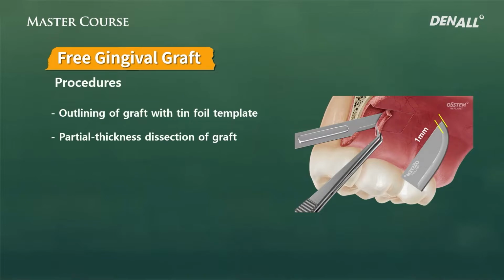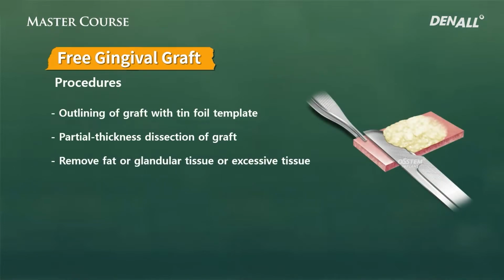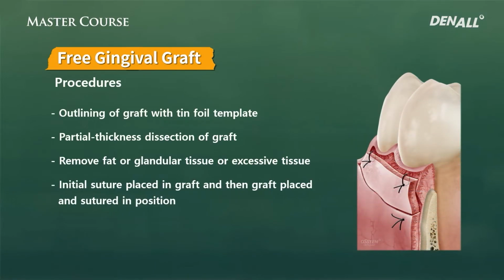After taking out the graft, you can trim. When you do the trimming, excessive tissue, fat tissue or glandular tissue can be removed, so the graft can have consistent thickness throughout, so that when the graft goes into the recipient site, it can be stable. So trimming after taking the graft is very important.